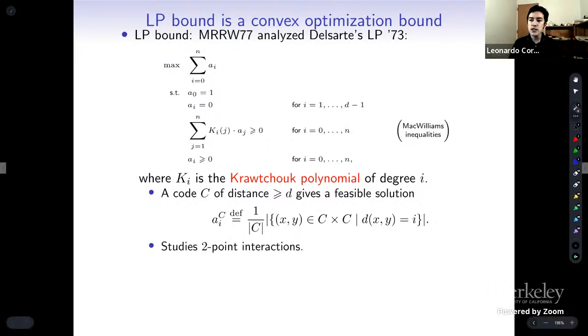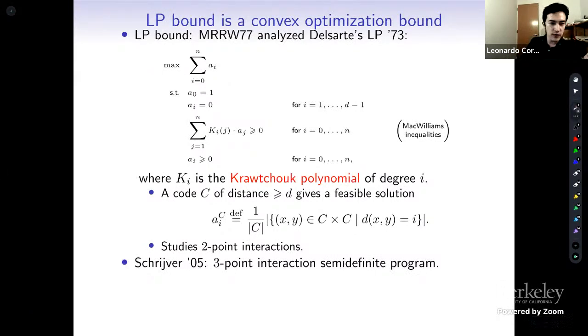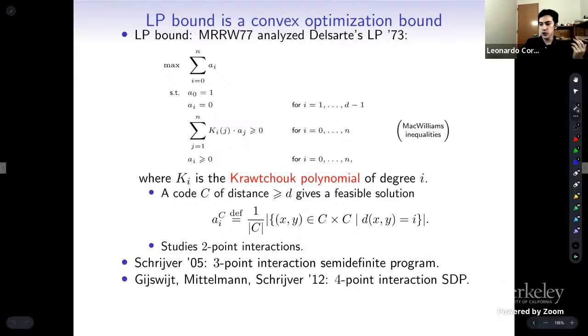Now, what's important to note is that this kind of convex optimization bound is studying 2-point interactions, and it's very natural to ask: if I were able to look into interactions between more points, rather than just the distance of 2 points, would I have enough information to perhaps give a better bound? And people have done this in the literature. Schrijver gave a 3-point interaction semi-definite program that gives, at least numerically, slightly better bounds. Later, he also improved this to a 4-point interaction SDP.